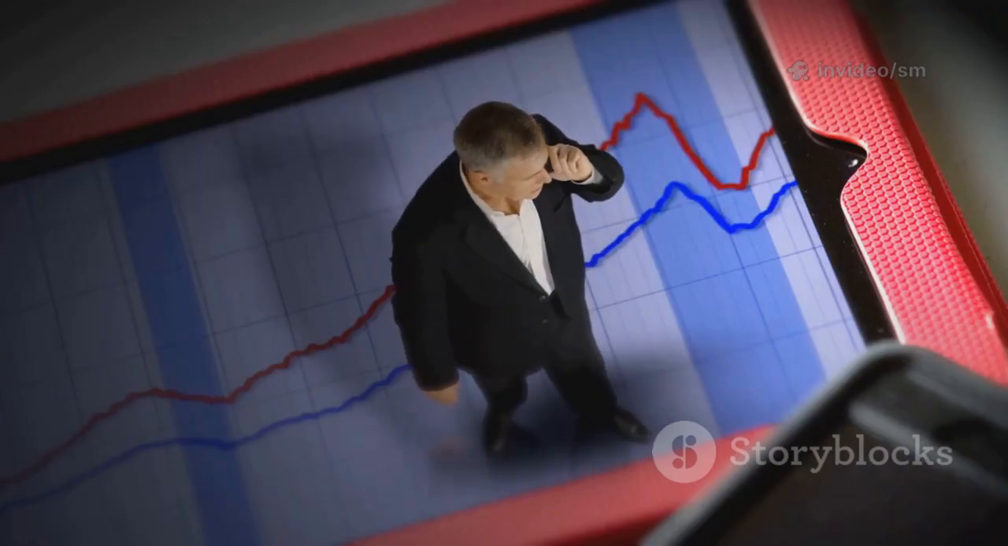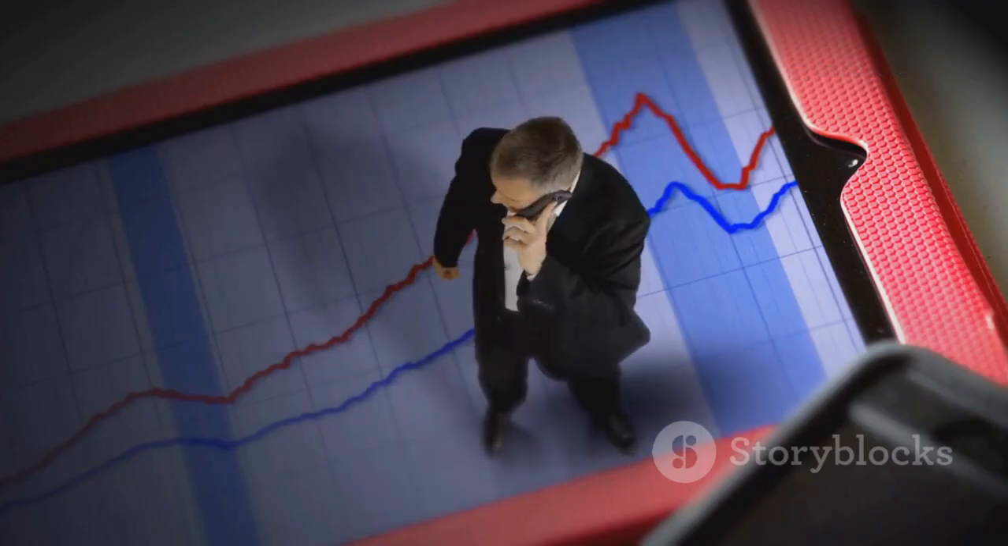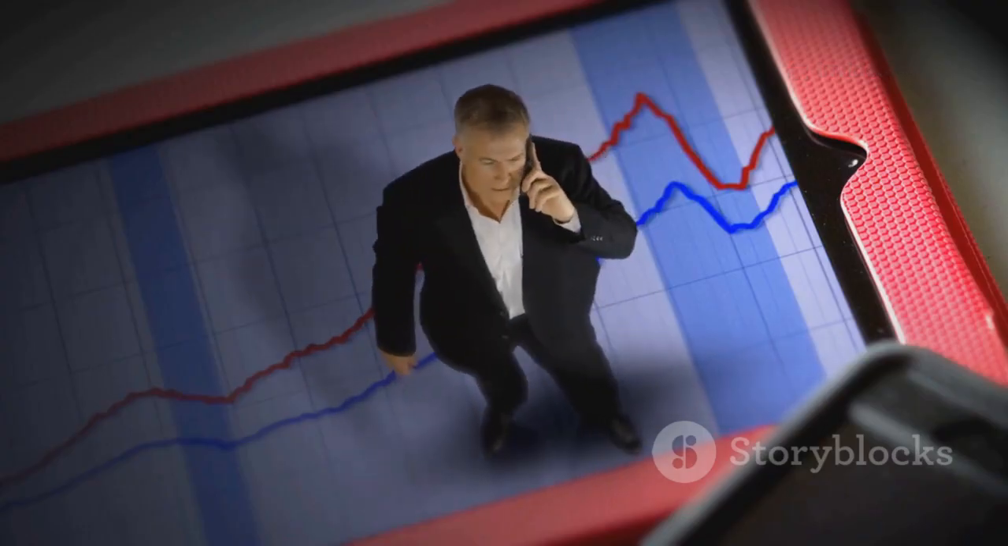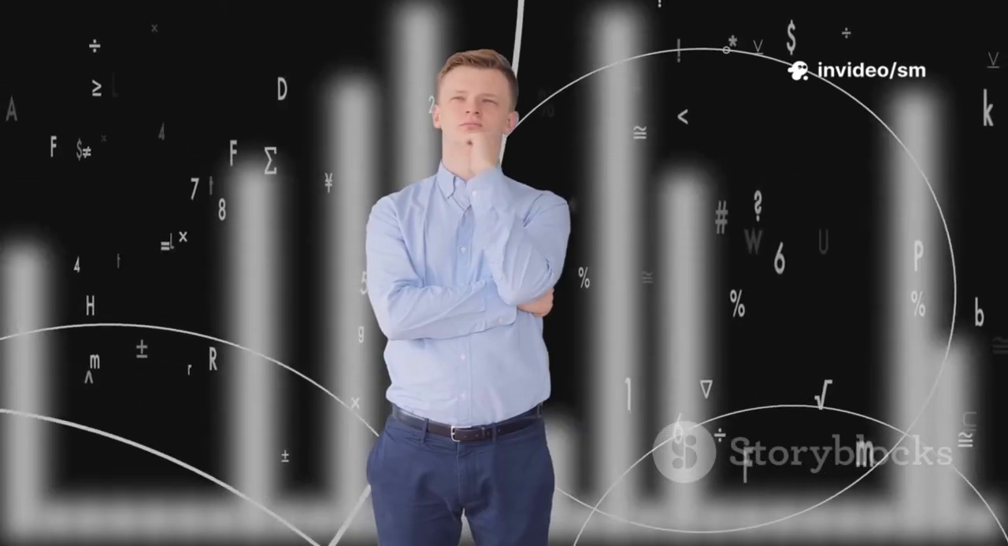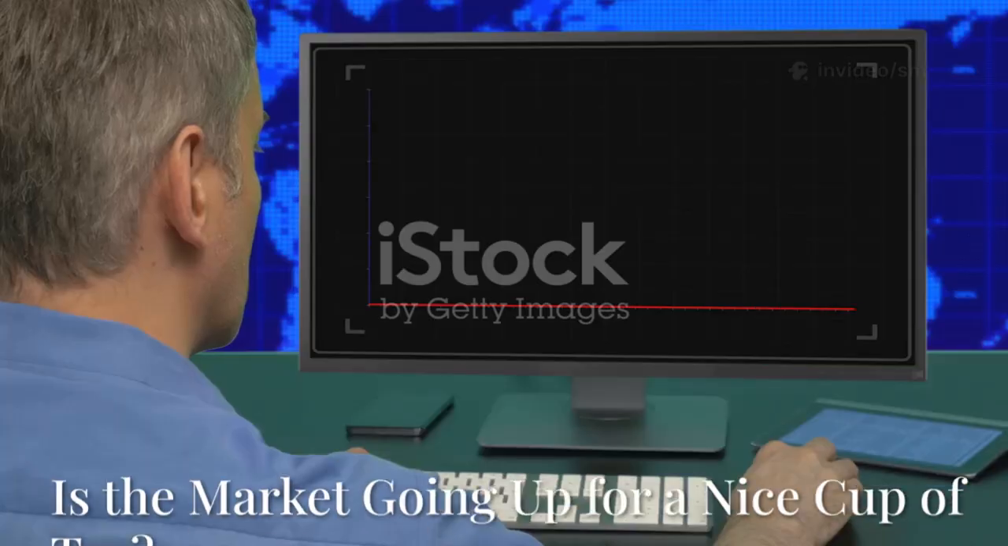Both averages are valuable tools. By comparing them, you can get a clearer, more complete picture of the market's direction and momentum. Now that you know how they're calculated, you're ready to put these moving averages to work and make smarter trading decisions.